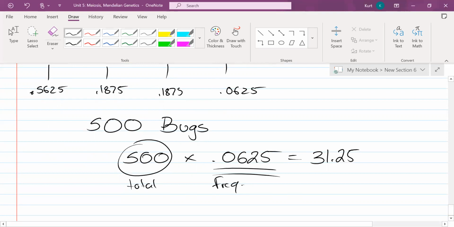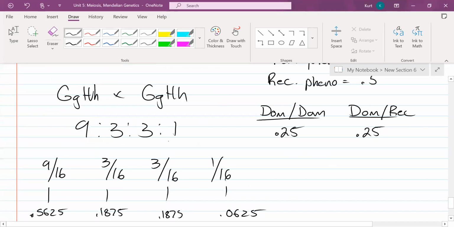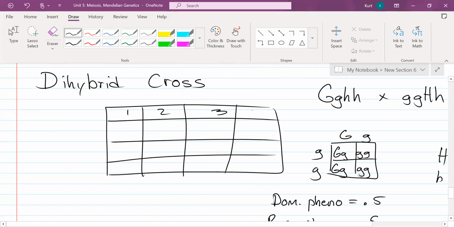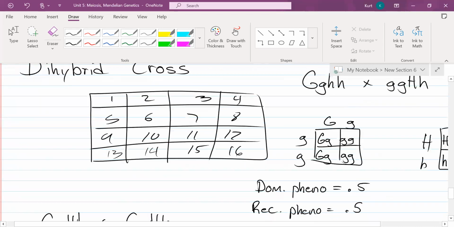You might get a chi-square problem like that. You might be asked, how many individuals are going to be dominant? We had a problem like that in the mock exam. Remember that you need to get the total. And this 9 to 3 to 3 to 1 is out of 16. If you look at the Punnett square, 1, 2, 3, 4, 5, 6, 7, 8, 9, 10, 11, 12, 13, 14, 15, 16. That's where the 16 comes from.